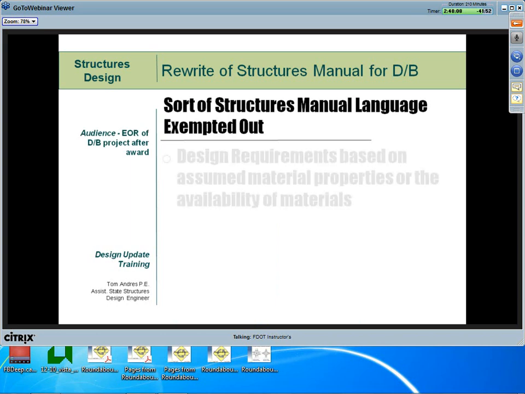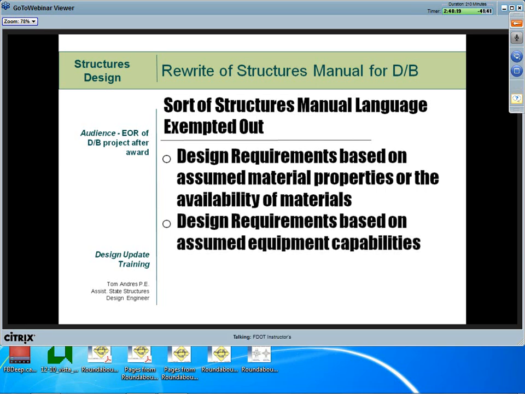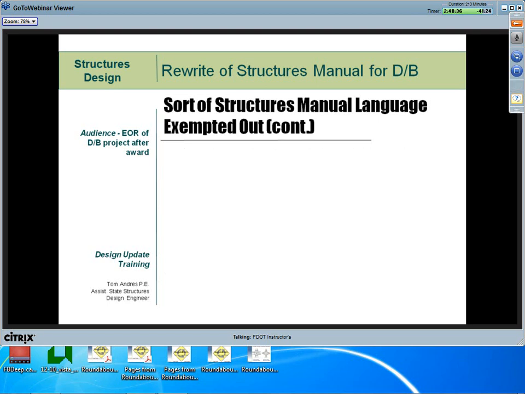Number one, design requirements based on assumed material properties or the availability of materials is one example. Design requirements based on assumed equipment capabilities is another. Or design requirements based on efficient fabrication, construction processes, or practices is also another example of language that we exempt out for design, build, or P3. Okay, here's some other examples.